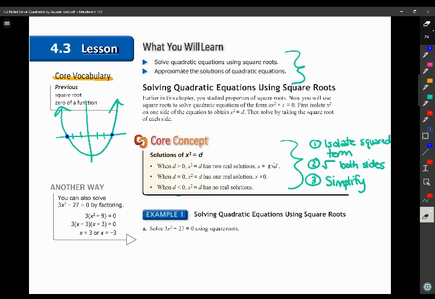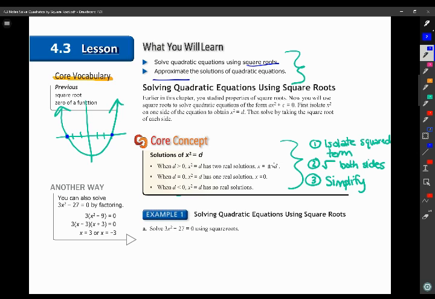Today we'll be covering 4.3, which is on solving quadratic equations with square roots. We'll learn how to get an exact answer, and we'll also learn how to get approximate answers. Those are our two goals for this unit. All right, and a couple of things to keep in mind.